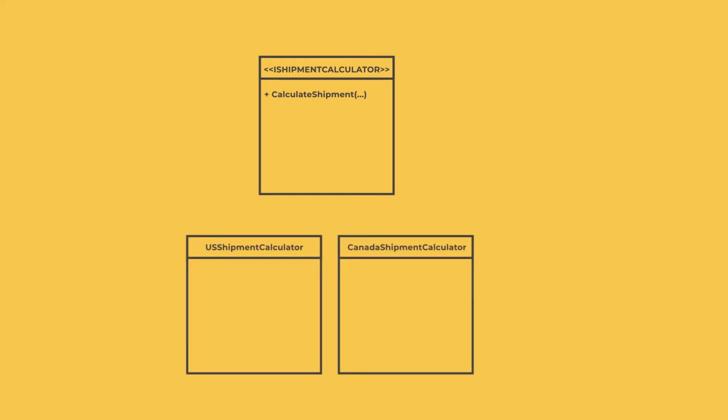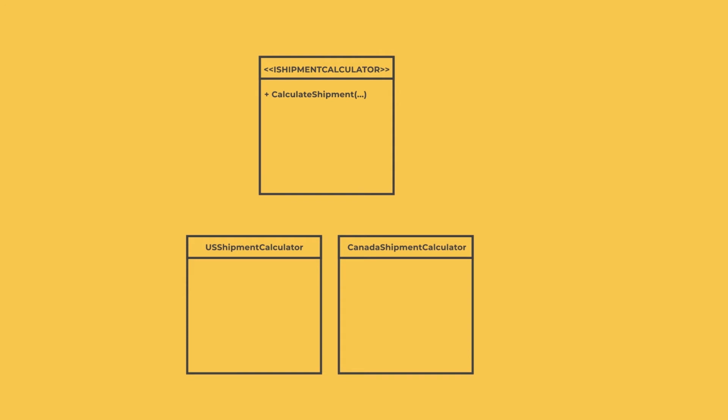In our example, we are calculating shipping charges, so I can create an interface called iShipmentCalculator. I will have only one method, calculateShipment, that represents my strategy or algorithm that will vary. This interface will be abstraction for my strategies. Next, since we have only two strategies at the moment to calculate shipment, I will create two classes, US Shipment Calculator and Canada Shipment Calculator.